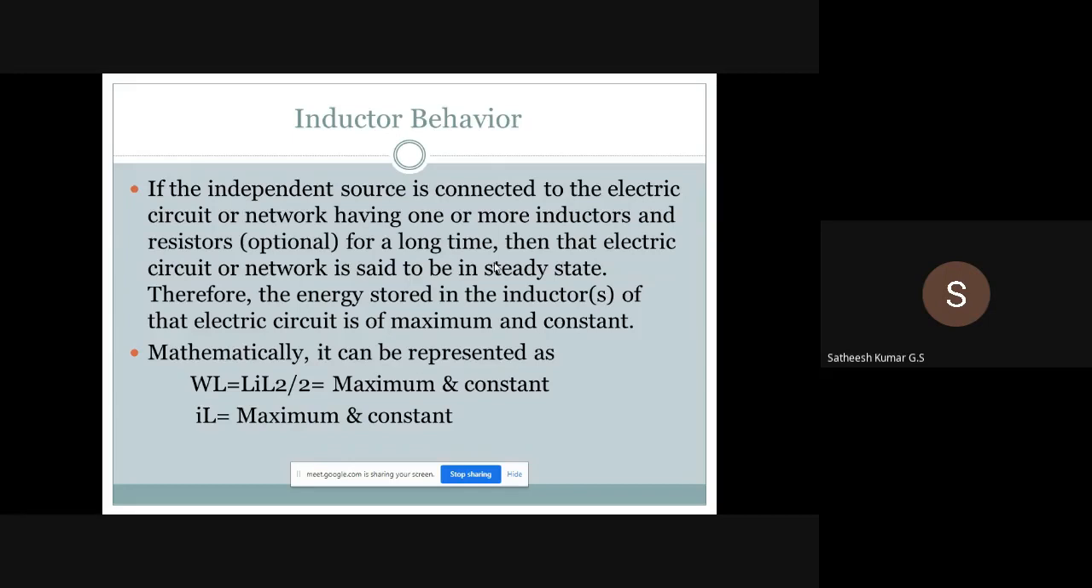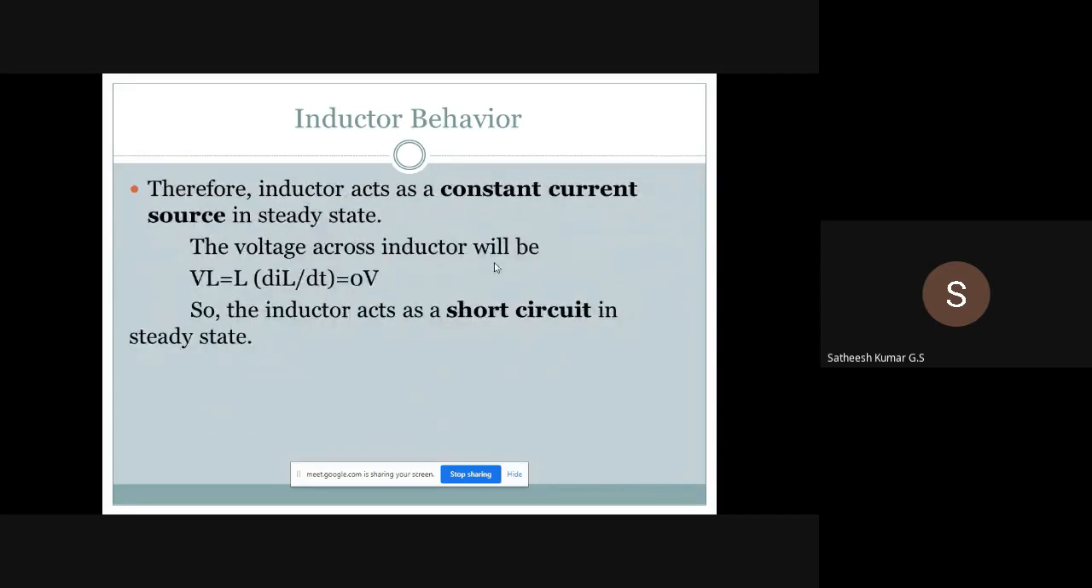For example, if the inductor produces 5 amps of current when you give the input voltage, it will provide that 5 amps current for a constant period. That is what we call inductor behavior. So if you are providing a constant supply to the inductor, it will provide a constant, maximum output. Clear? Okay. Therefore, the inductor will act as a constant current source in a steady state. Generally, in a circuit, the inductor will behave as a constant current source in a steady state.